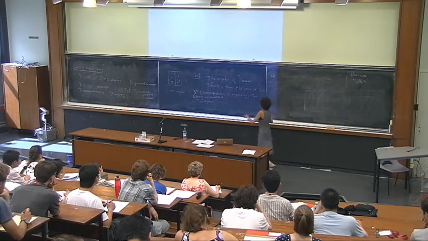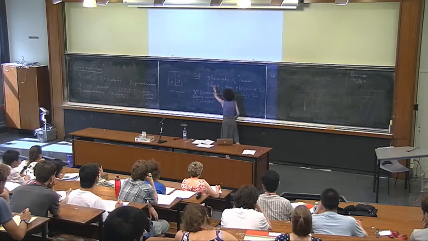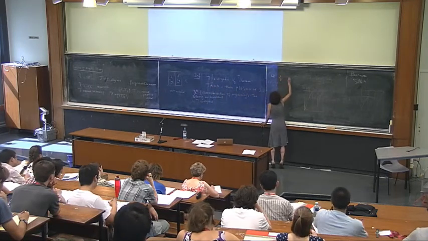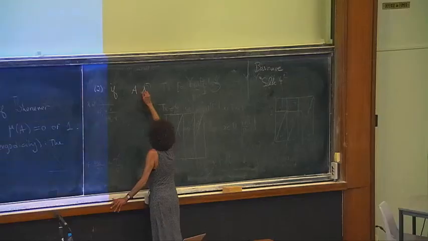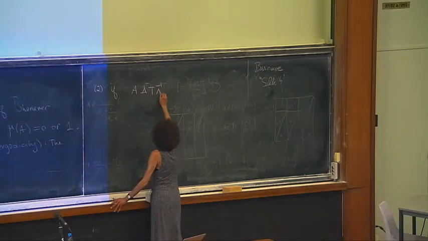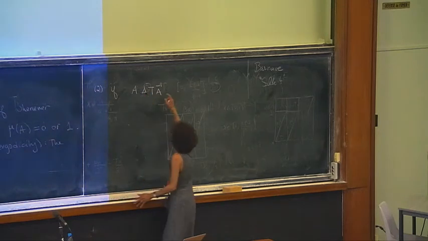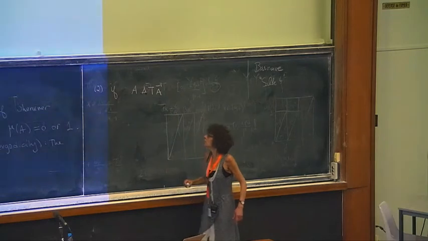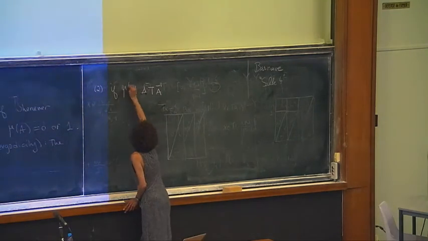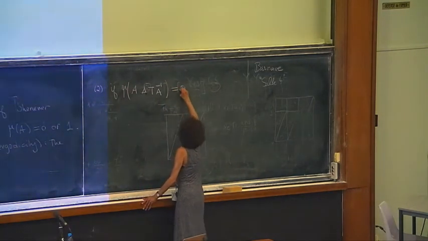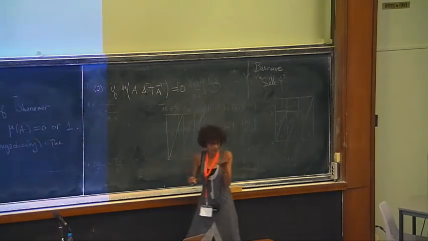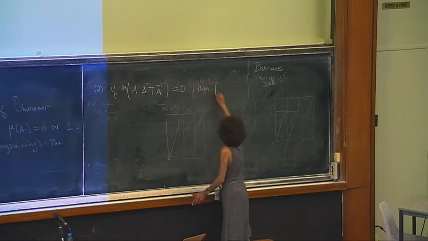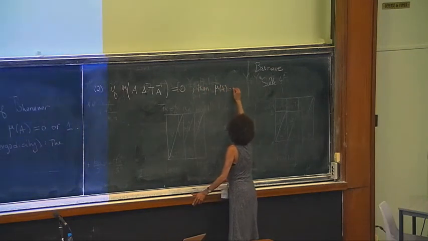So I can allow invariance modulo sets of measure 0, which means that if I look at the symmetric difference between A and T inverse A, so these are the points that are in A but not here, or in here but not here, and suppose this has measure 0, so the set where they differ has measure 0, then, again, the same conclusion: the measure of A is 0 or 1.